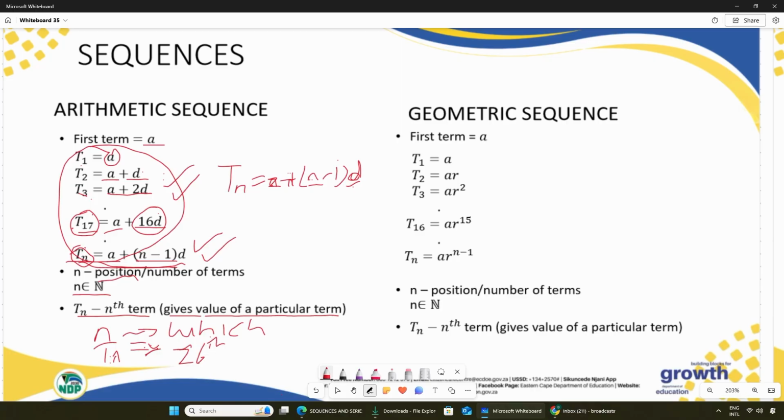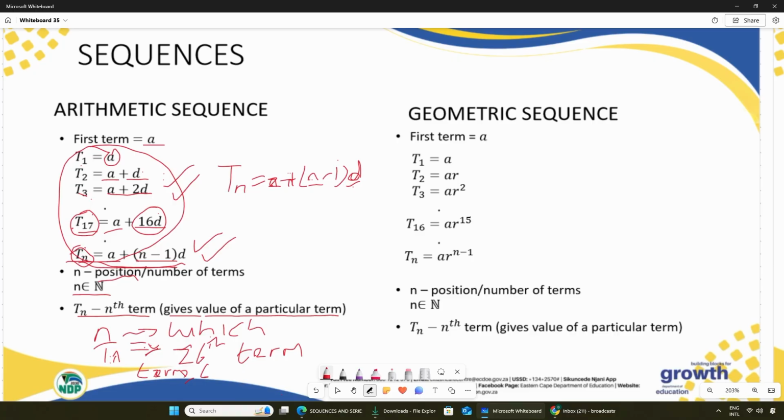Determine the value of the 26th term. Or they will say, determine term 26. Determine term 26. Now I want you to notice something.